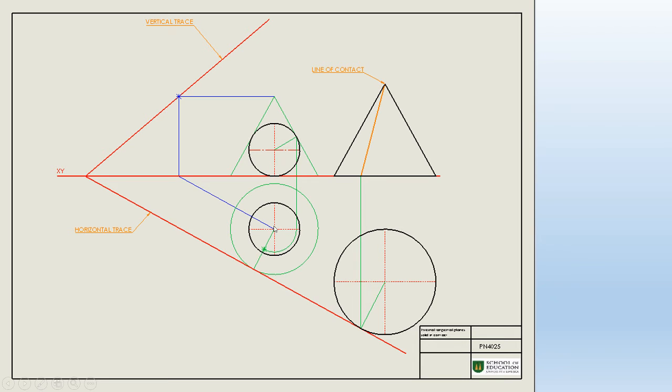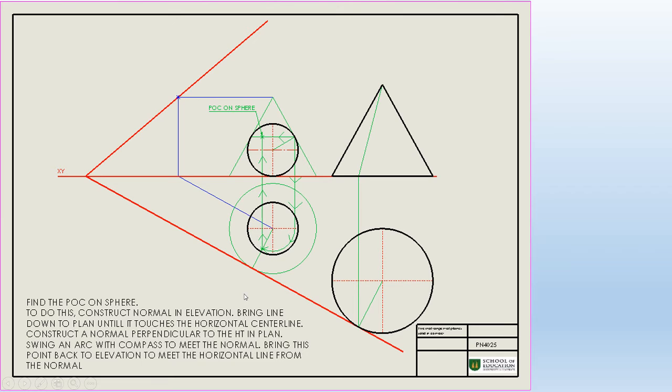Next, we construct a line from the center of the sphere in plan view perpendicular to the tangential plane. Using the compass from the center of the sphere, swing an arc from where the vertical line intersects the center line. Where this arc intersects the radial line, as shown, this will give us the point of intersection in the plan view.